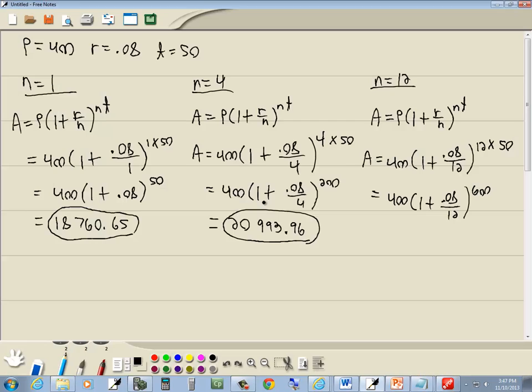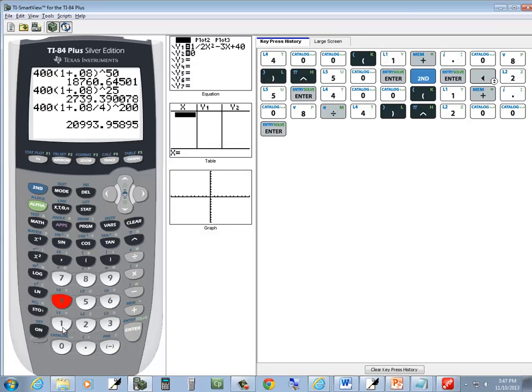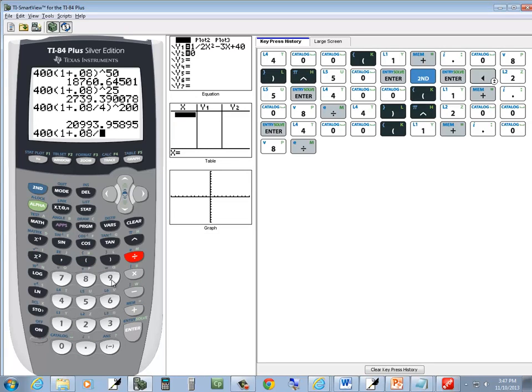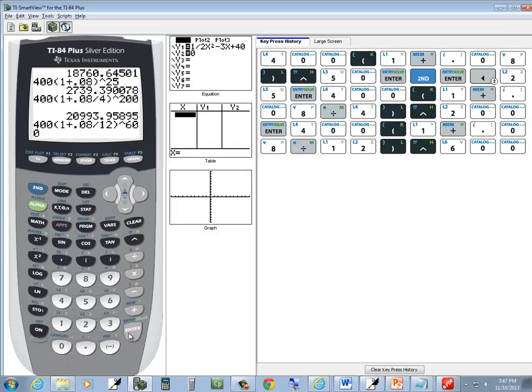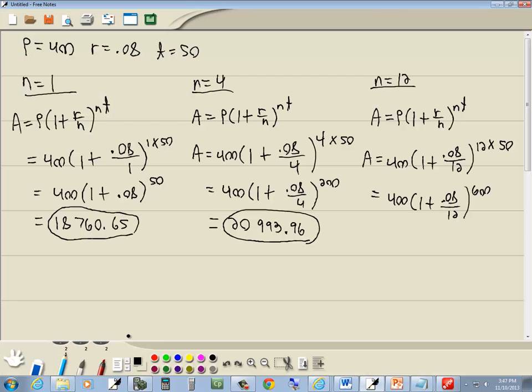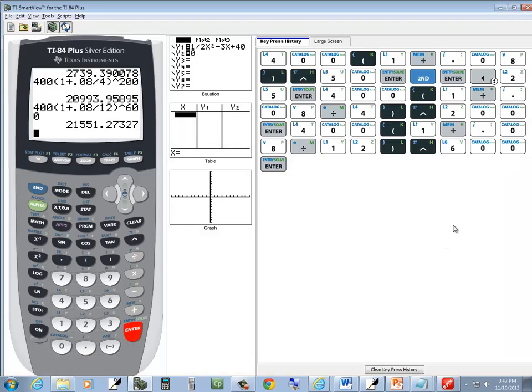Okay, so plug that in the calculator. So we've got 400, beginning parentheses, 1 plus 0.08 divided by 12, closing parentheses, caret 600. Enter. And that gives us 21,551.27.